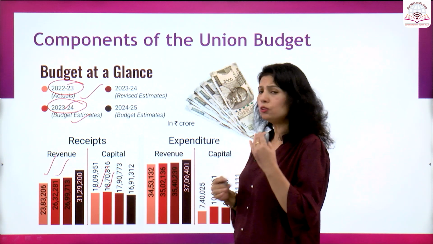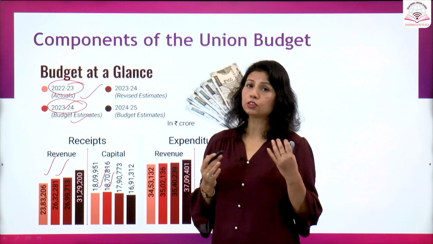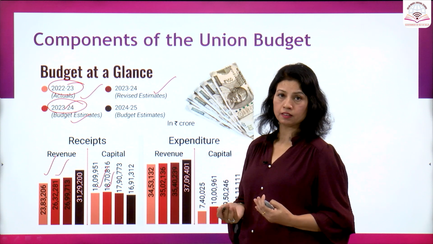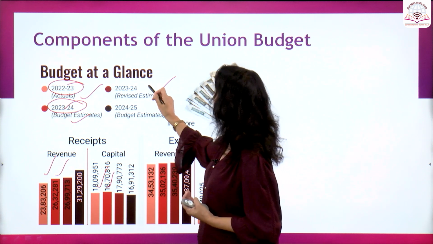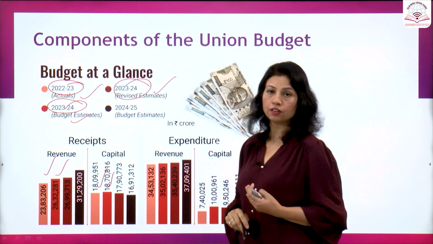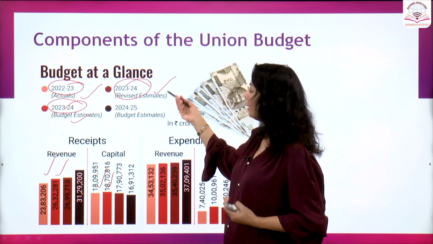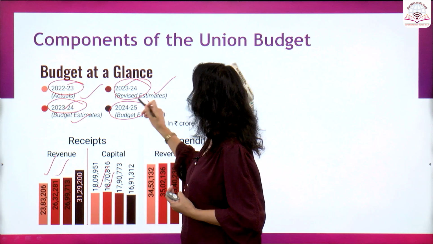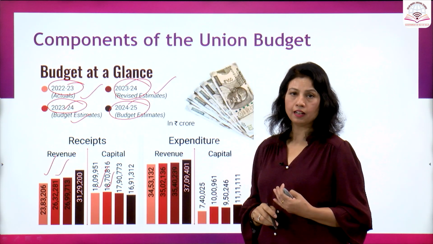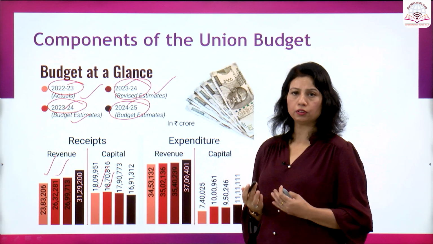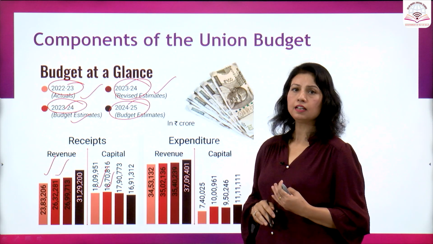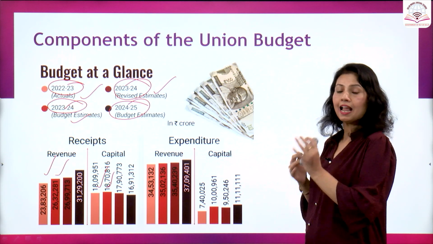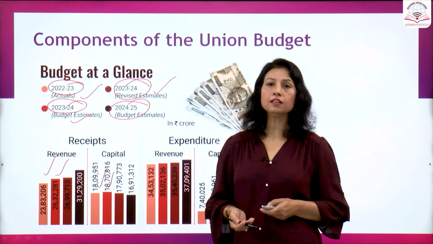But due to some pressing need or situation, the budget was revised again within a few months, and a new budget was formed. On the basis of the data of this revised budget, a budget for 2024-25 was created. It's a budget estimate or the projection for the next fiscal year. So you understood how these components help in formation of union budget.